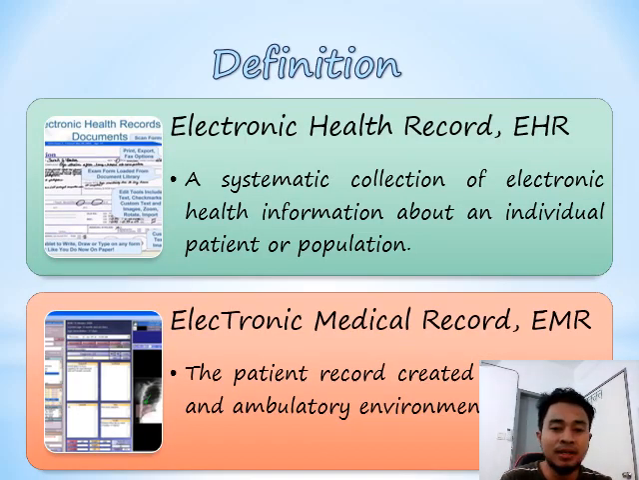Okay, number one, EHR is referring to a systematic collection of electronic health information about an individual or population. Okay. Second is a patient record created in an ambulatory environment. Okay, so these are the two differences.